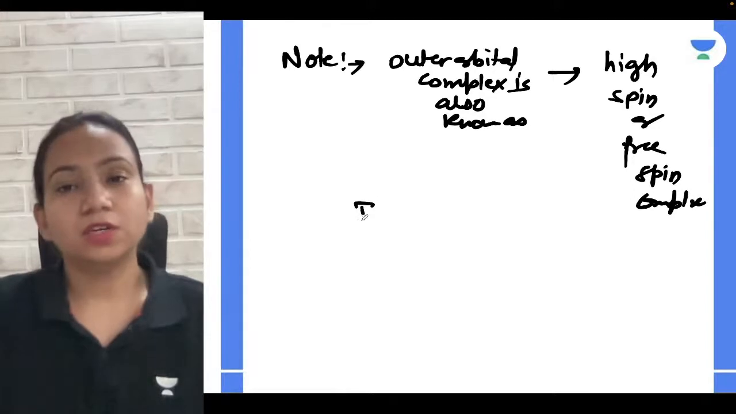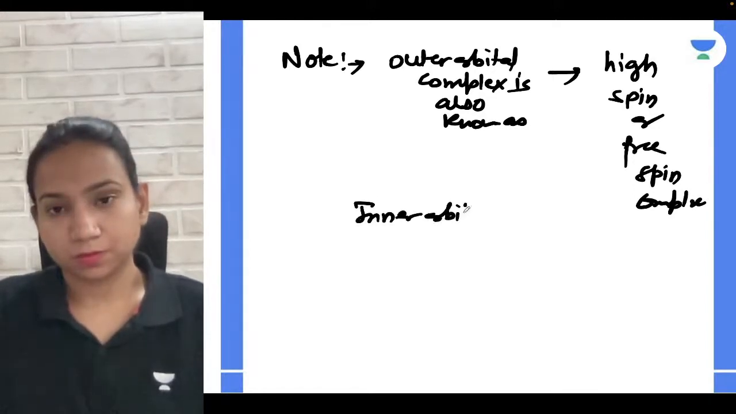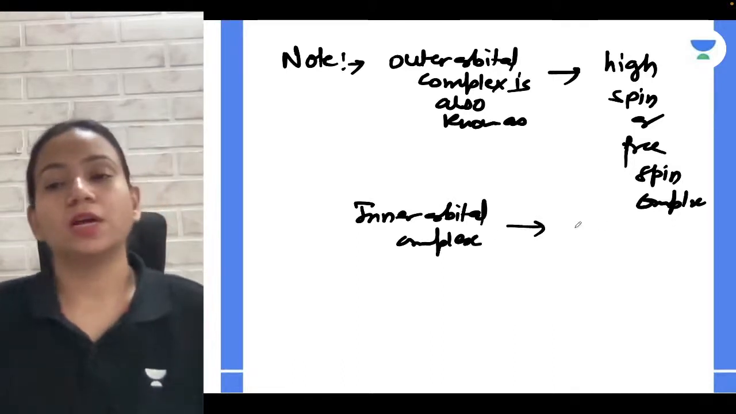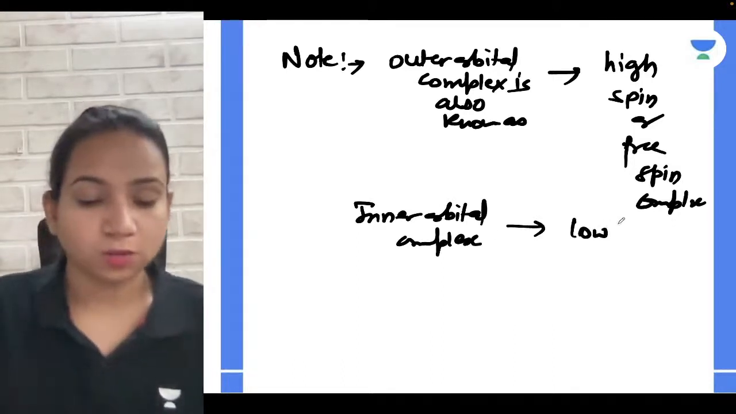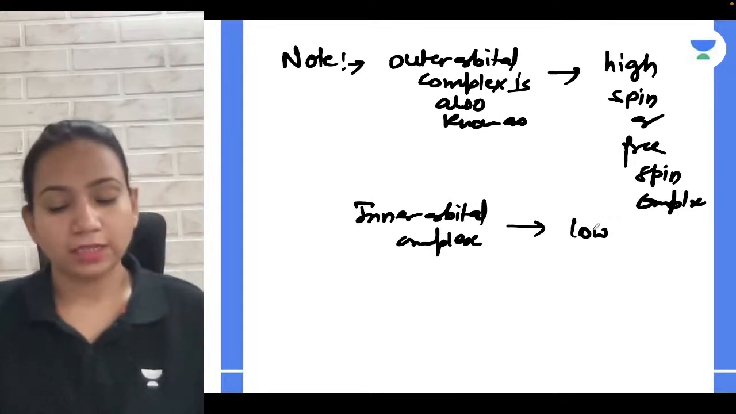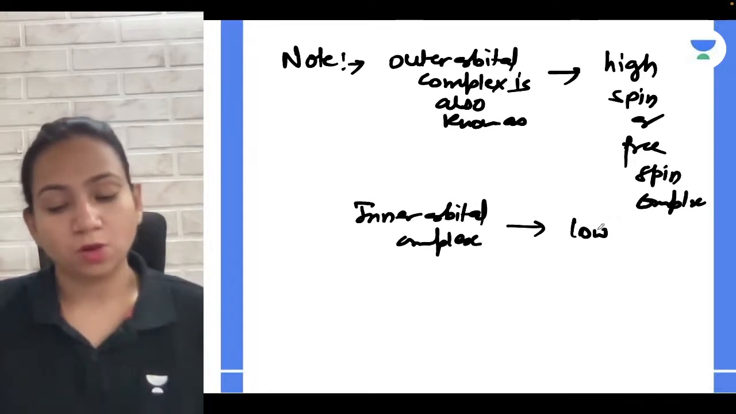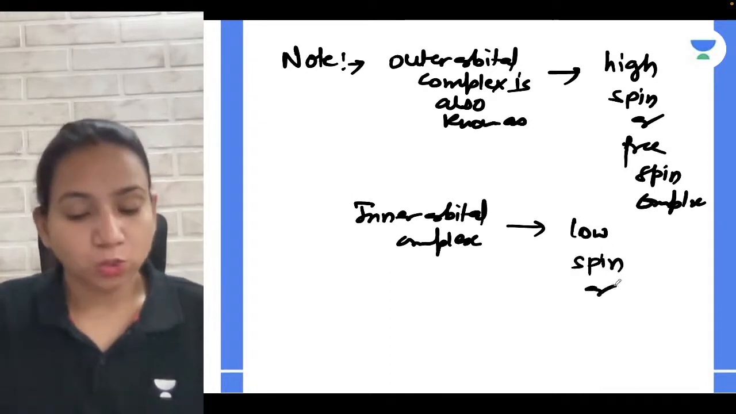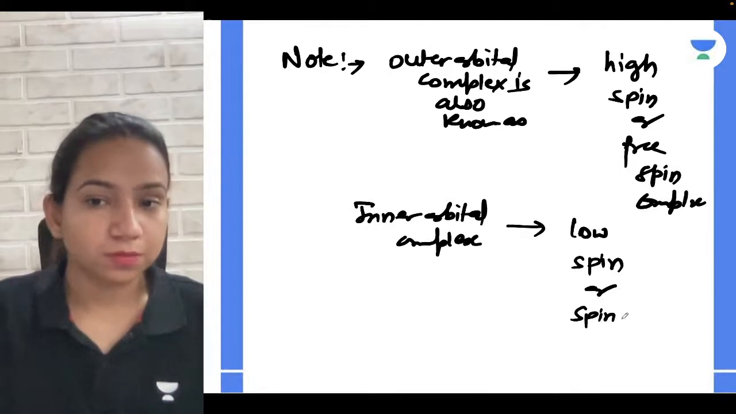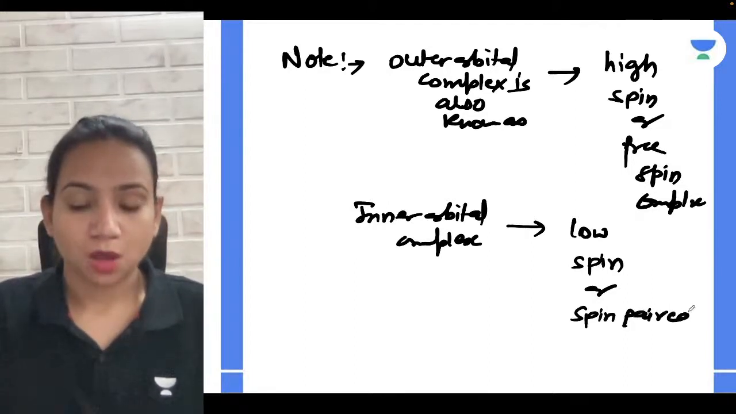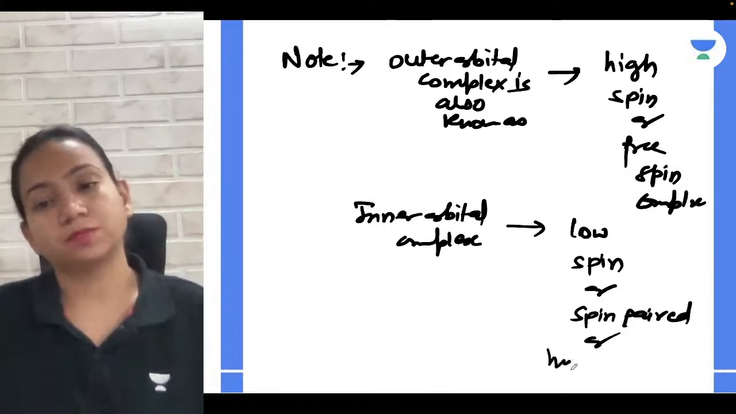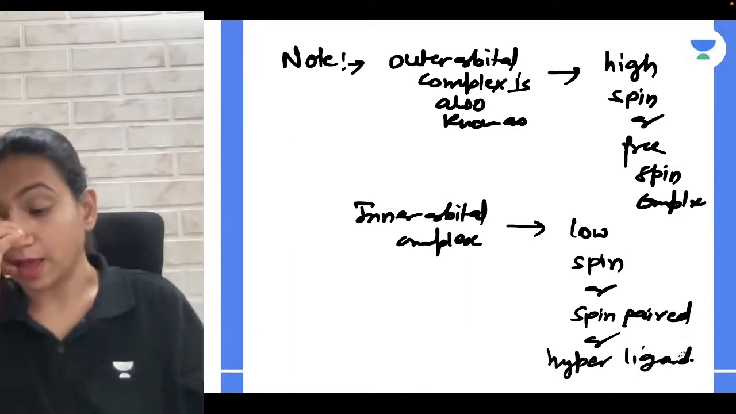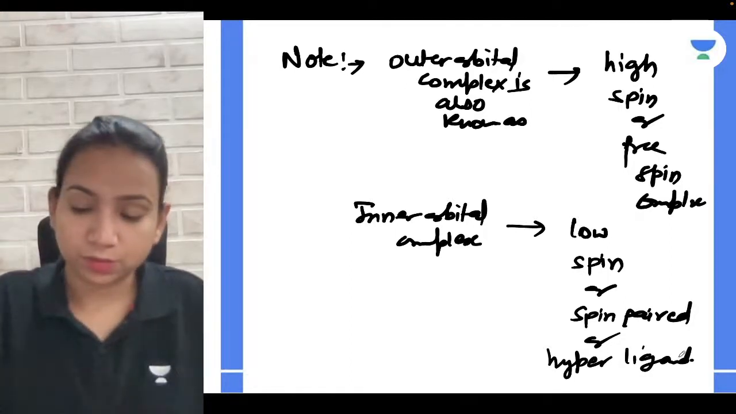Correct. And inner orbital complex is also known as what? Low spin complex. So inner orbital complex is also known as low spin complex, low spin or spin paired or hyperligand complex. All are the names for it only. I hope everyone is able to relate.